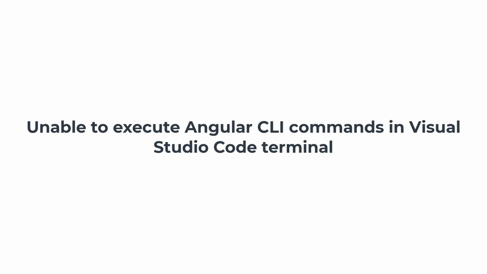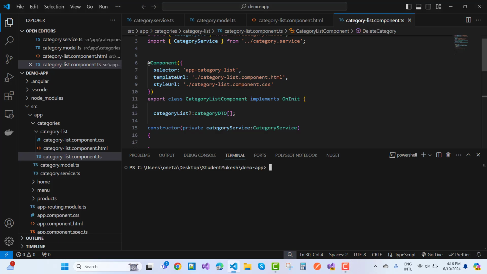Today I'm going to fix this type of error message: unable to execute Angular CLI command in Visual Studio Code terminal. I mean to say that you cannot apply Angular commands in the Visual Studio terminal window. If I apply the ng serve command like that, I get an error message that is PS1 related.